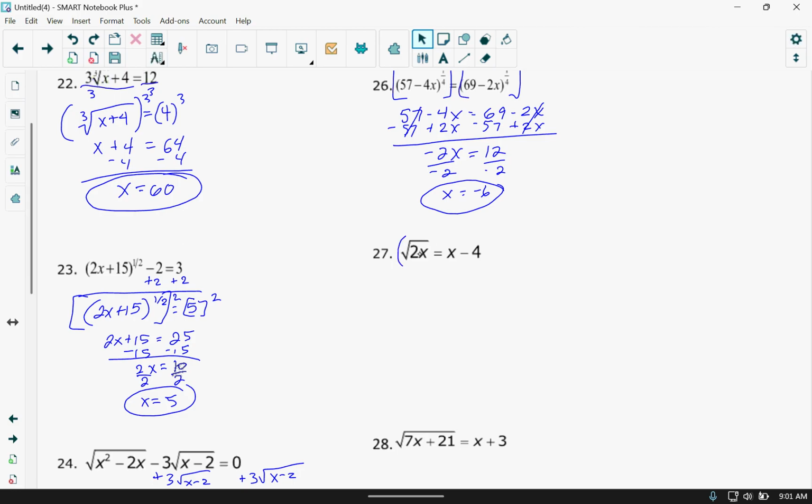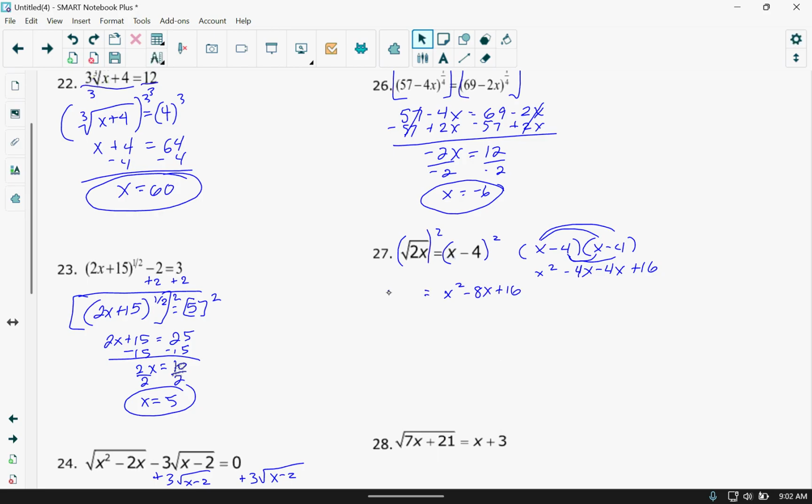So we're going to put it in parentheses and square it, and we're going to do that on both sides. Now remember, if you have x minus 4 squared, that's going to give you 2 parentheses of x minus 4. So you're going to distribute. You get x times x is x squared, x times minus 4 is minus 4x, minus 4 times x is minus 4x again, and then minus 4 times minus 4 is plus 16. So this right side is going to be x squared minus 8x plus 16.